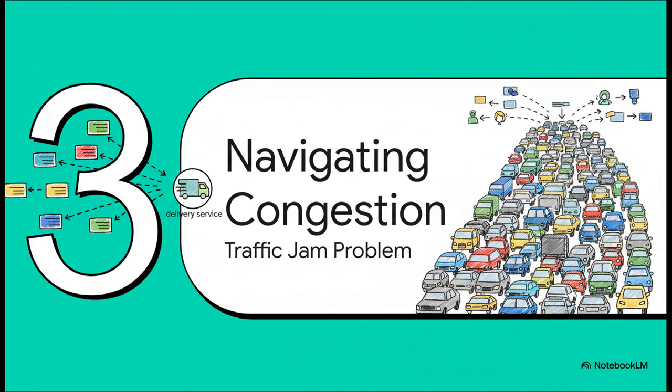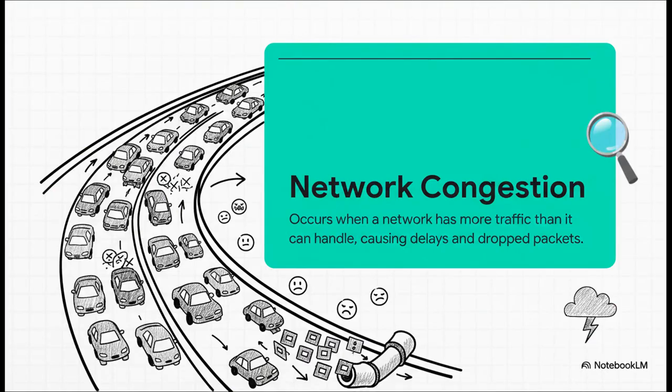So we've got our data, we've picked our delivery service, but what happens when millions of us are all trying to send data at the exact same time? Well, you get the internet's version of a good old-fashioned traffic jam. Network congestion is, well, exactly what it sounds like.